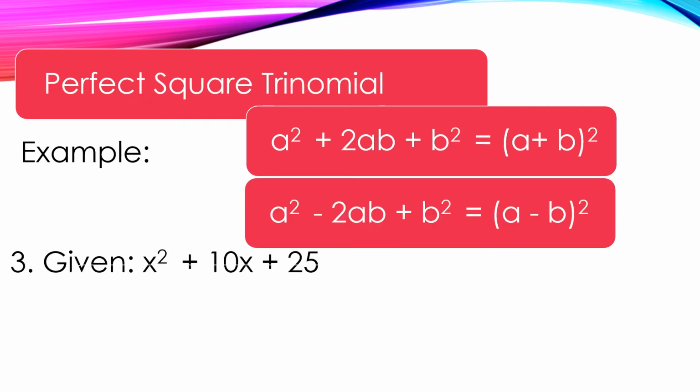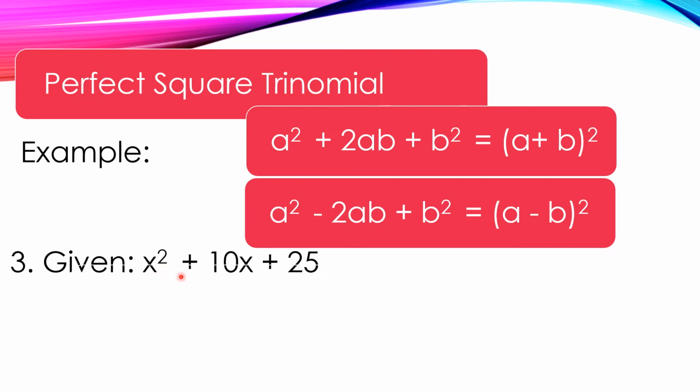Next, another example is x squared plus 10x plus 25. We're going to factor it using perfect square trinomial. If the given is a squared plus 2ab plus b squared, it is factorable into the form a plus b squared. Another is a squared minus 2ab plus b squared, which is equal to the quantity a minus b squared.